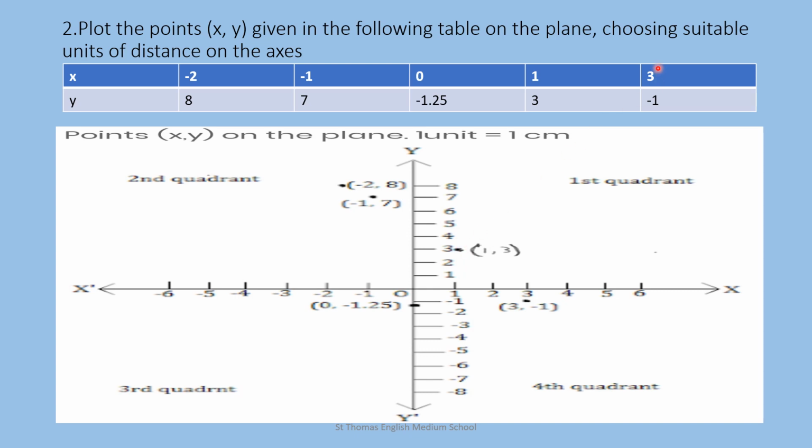The last one is (3, -1). So the x coordinate is positive, y coordinate is negative. That will be in the fourth quadrant. X is 3, so locate the third number, and y is -1. So wherever these two perpendiculars intersect, that is the point (3, -1).